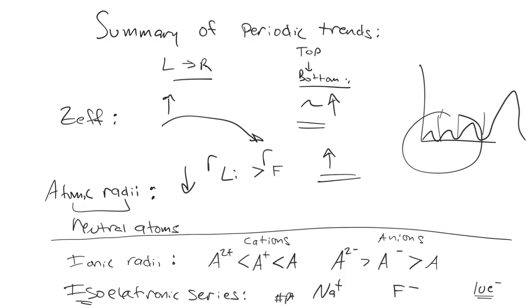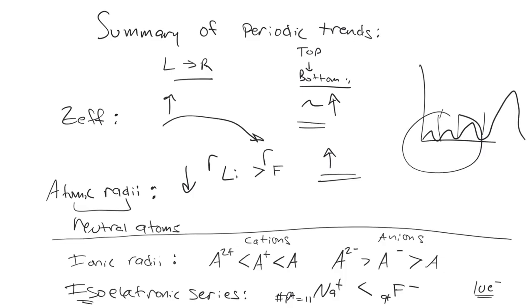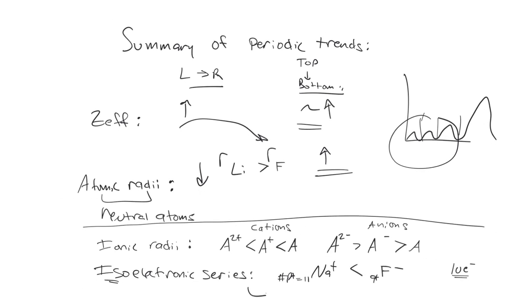The number of protons for sodium is 11. It's the 11th element. Fluorine minus is a 9 plus nucleus. It's the 9th element, 9 protons. So we only have 9 protons to pull in the electrons for fluorine, so it's going to be bigger. And then sodium plus, with more protons, becomes smaller. So we get sodium plus being smaller than F minus because of the isoelectronic series. So the conclusion we can make is that the size of the isoelectronic series decreases with increasing number of protons.